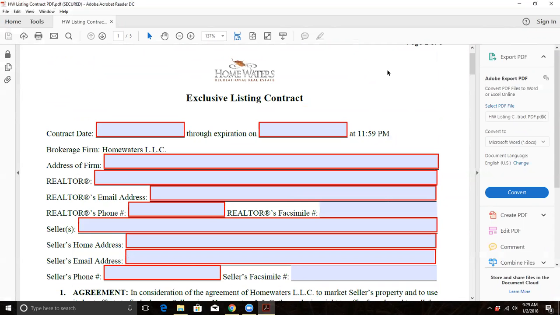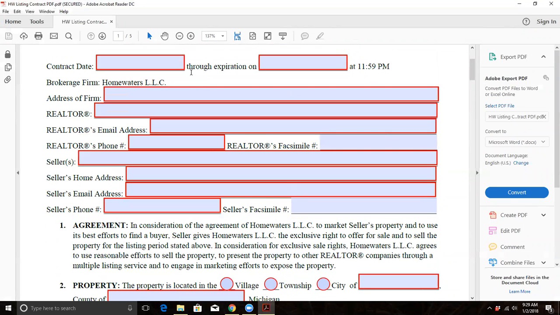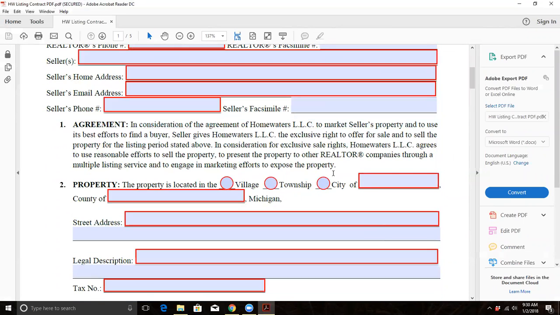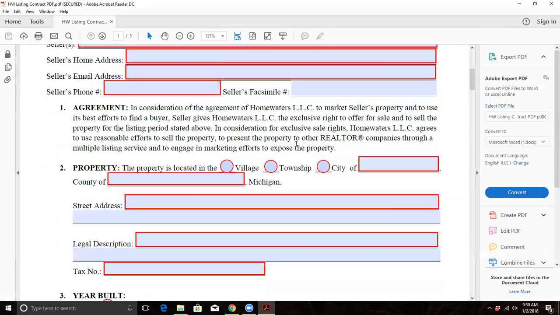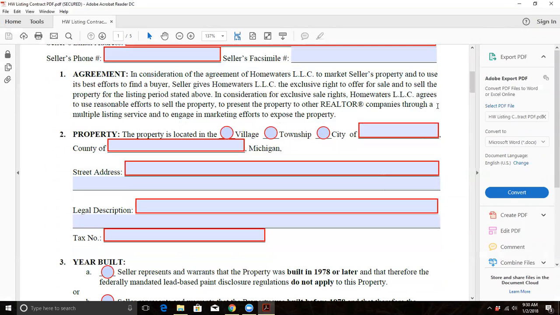But okay, so contract, basically the dates of it, our address, your name, email, phone, all this stuff is pretty standard up top. Market, sell the properties, find a buyer, seller gives homeowners LLC exclusive right to offer for sale and sell the property. Again, this is coming from MAR contracts, basically.